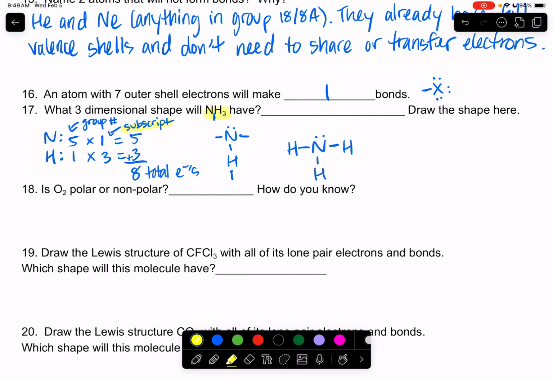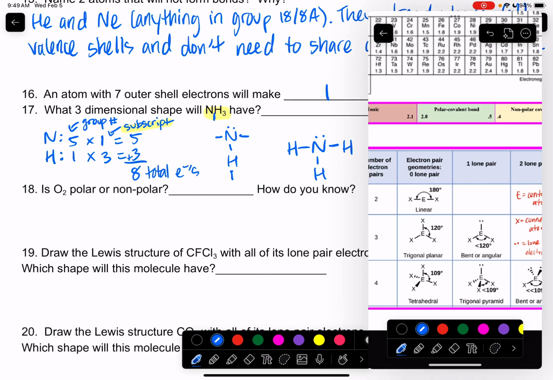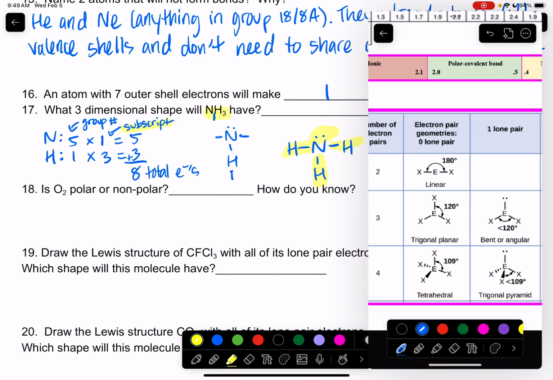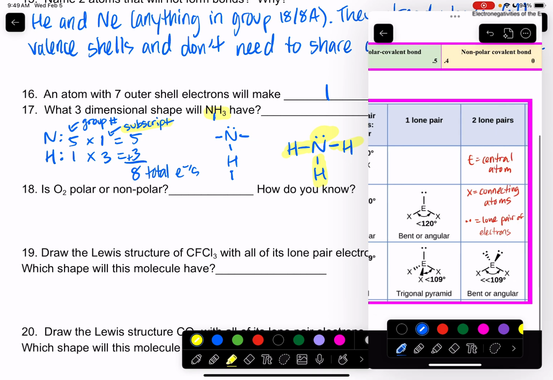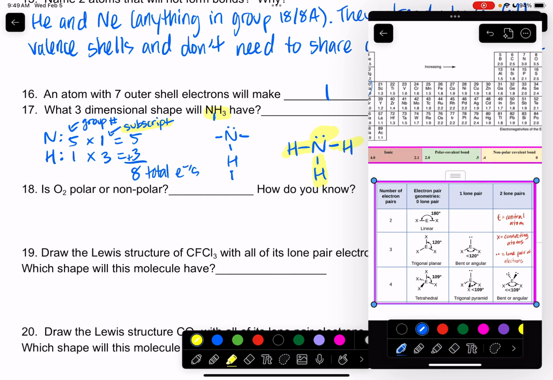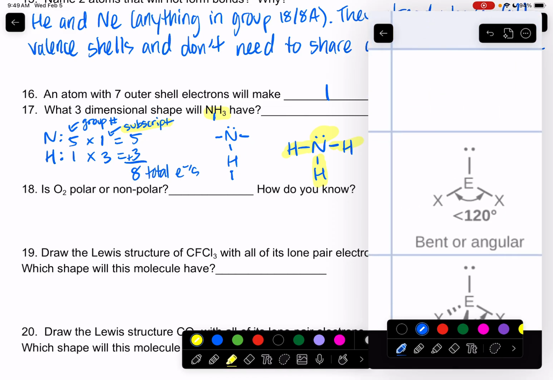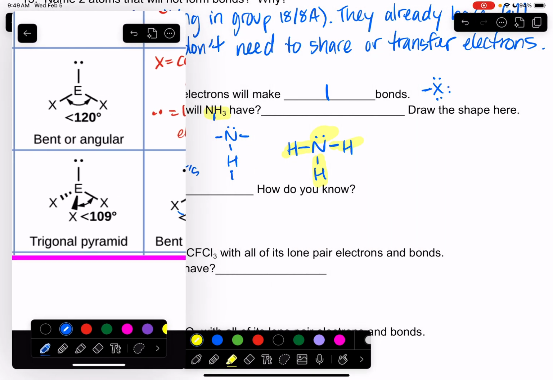So next what we are going to do is determine the shape of this. So we got to use our chart. We have 1, 2, 3, 4 groups around our central atom. So I'm going to go to this 4th row here. And I'm looking for which of these best matches this model. So I have in this one that I drew, 3 bonds and a lone pair, and it matches this one here.